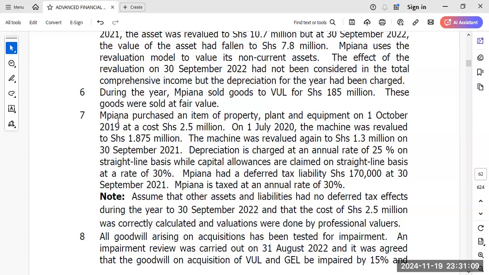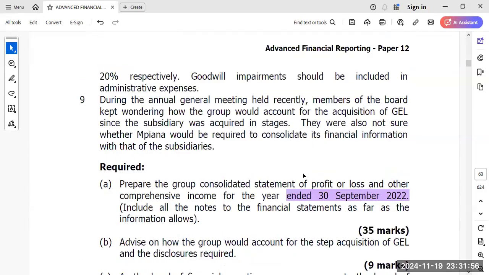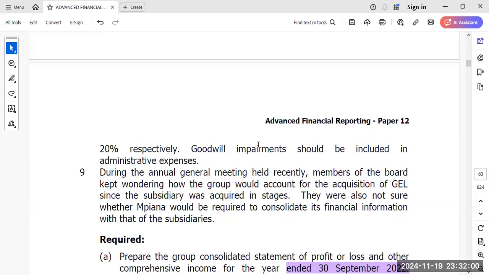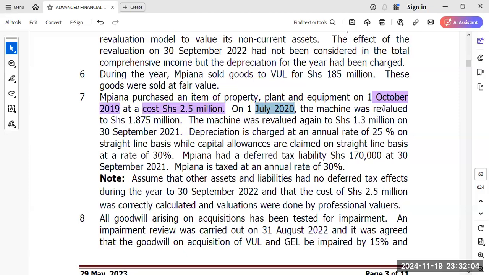They are telling us that they purchased an item of PPE on 1st October 2019 at a cost of 2.5 million. So you have a cost. That is number one. On which date? 1st October 2019. On 1st July 2020, that is another date, and this date is not the reporting date, because the reporting date is 30th September 2022. But they are telling us that on this date, 1st July 2020, the machine was revalued.